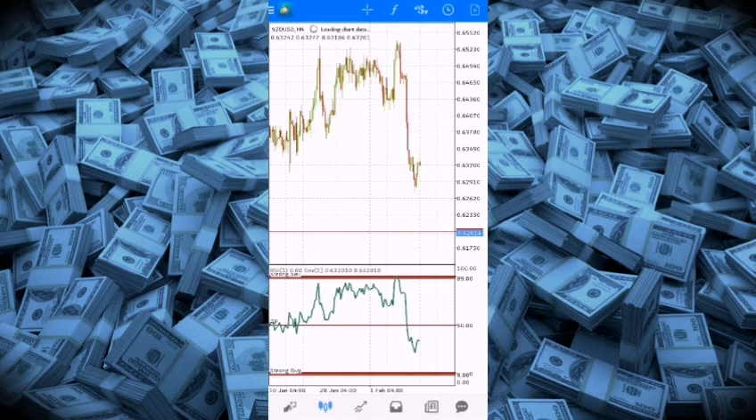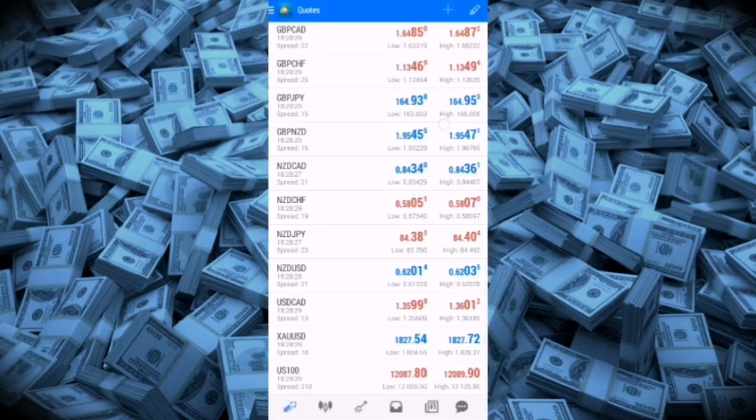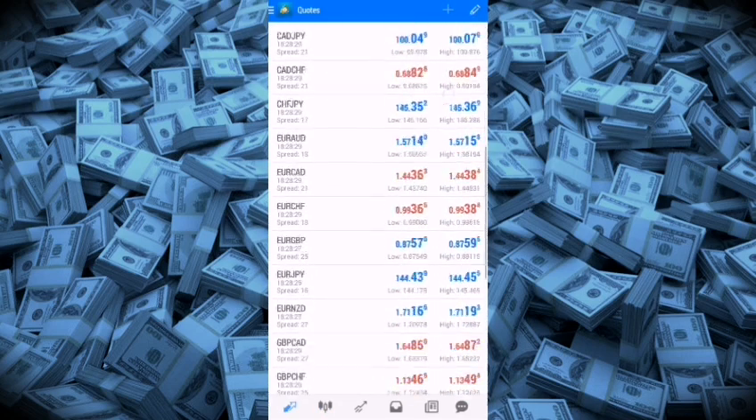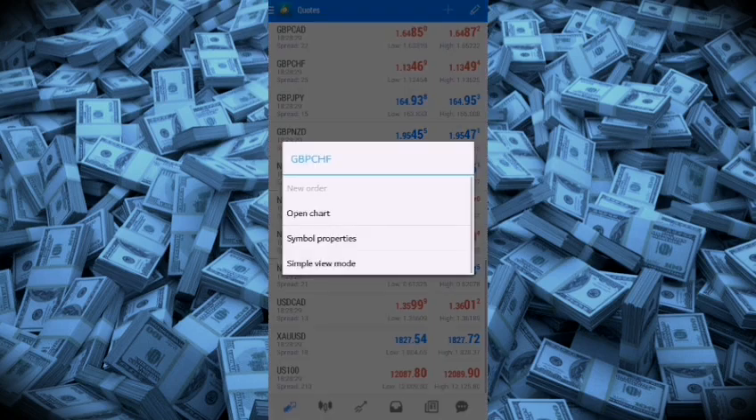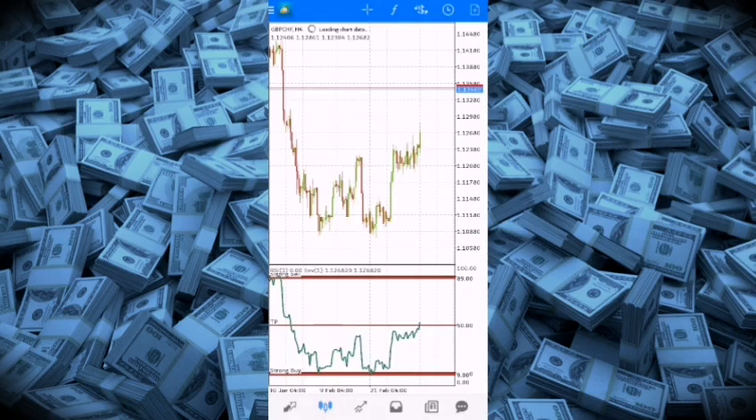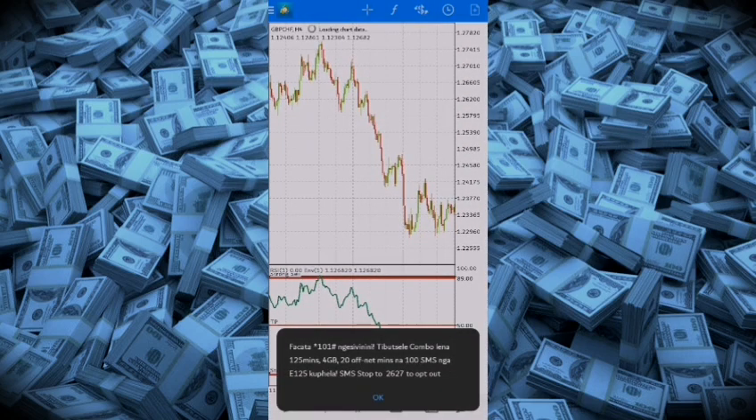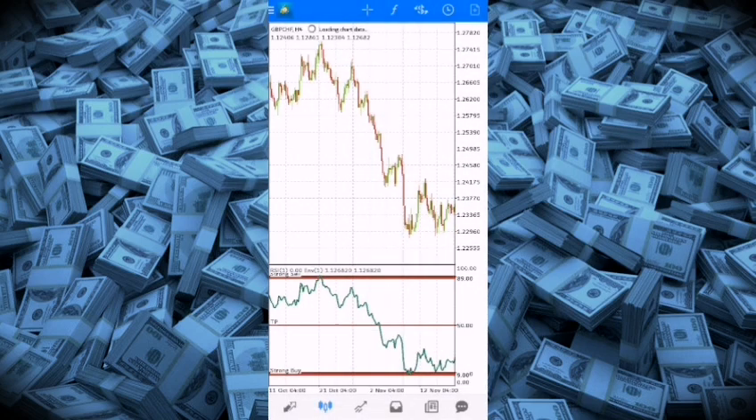Let's just pick a pair at random. GBP CHF. Okay, let's just scroll back. Where is this? I don't know.